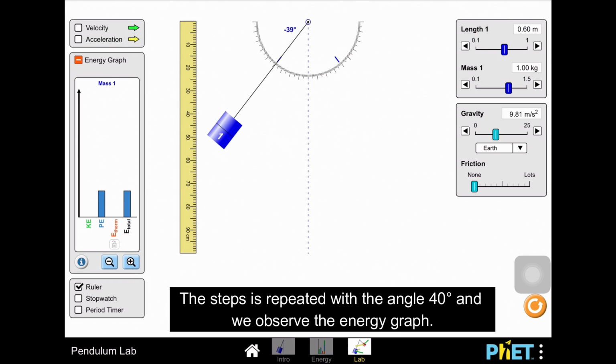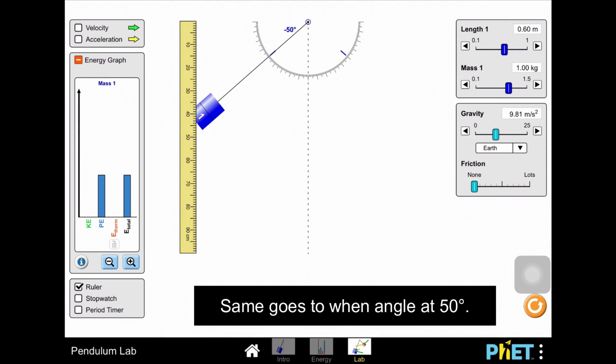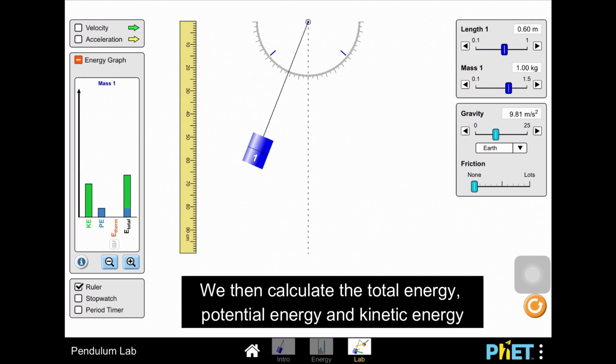The steps are repeated with the angle 40 degrees and we observe the energy graph. Same goes for when the angle is at 50 degrees. We then calculate the total energy, potential energy and kinetic energy.